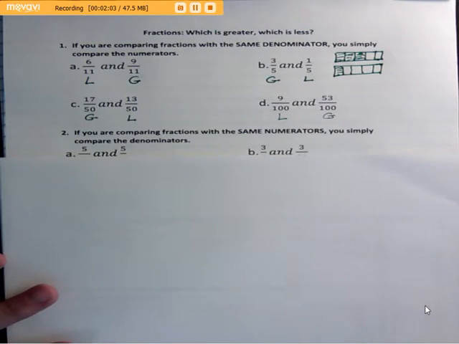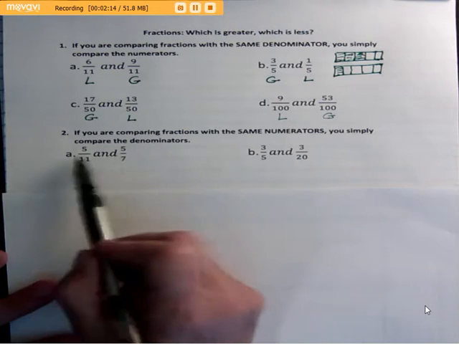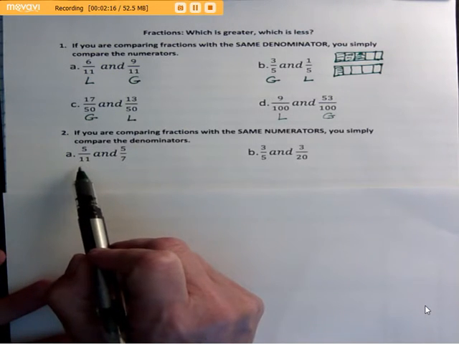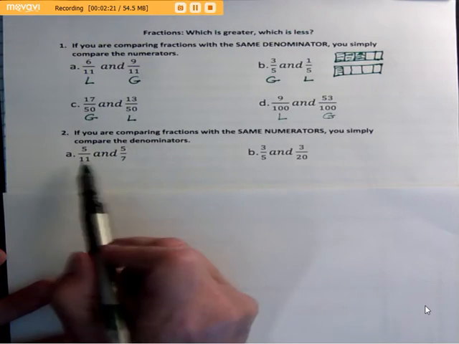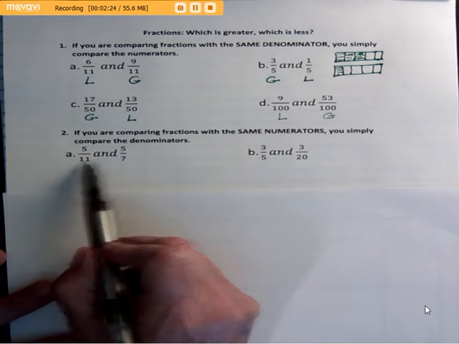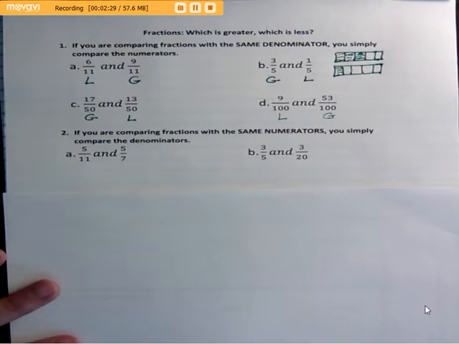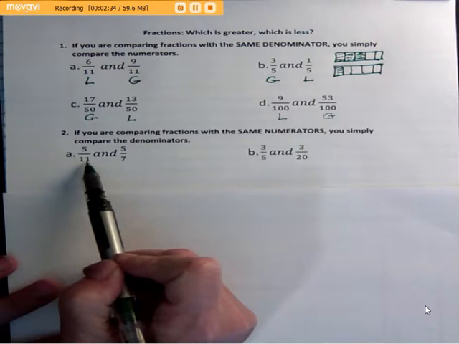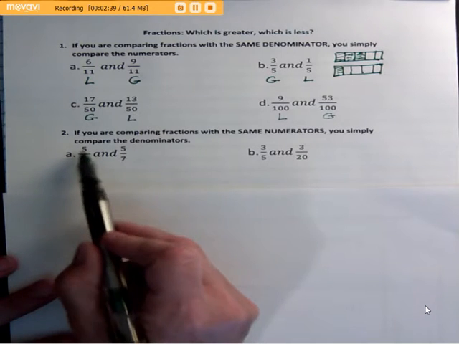In the next part, if you're comparing fractions with the same numerators, then you compare the denominators. So if my numerators are the same, in this case I have 5 for both, then I'm just looking at the denominators. And so I'm saying, well, what's greater, 5/11 or 5/7? Well, here I'm missing 6 parts. Here I'm missing just 2 parts. So every time I'm missing more parts, that's going to be a smaller fraction. I've only got 5/11. If you think about half of 11 is 5.5, so I'm just shy of half of that amount.